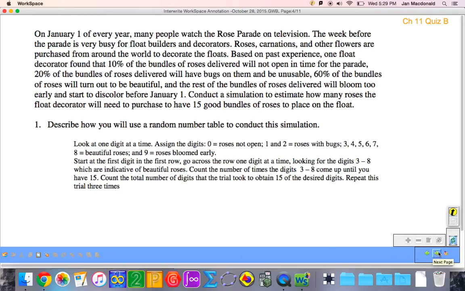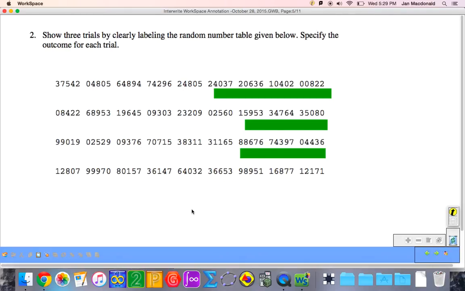All right, so let's take a look at our random number table. Okay, so again, just a reminder, digits 3 through 8 are designated to be beautiful roses. So every time we see the digits 3 through 8, that is what we're looking for. And we want 15 bundles of beautiful roses. Okay, so let's take a look. This is a bundle of beautiful roses.